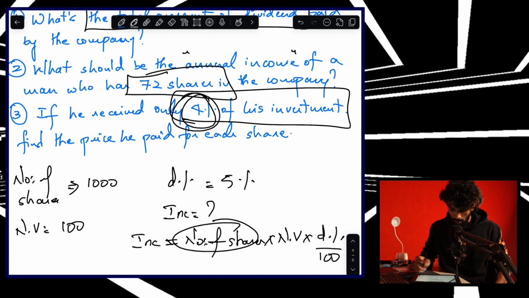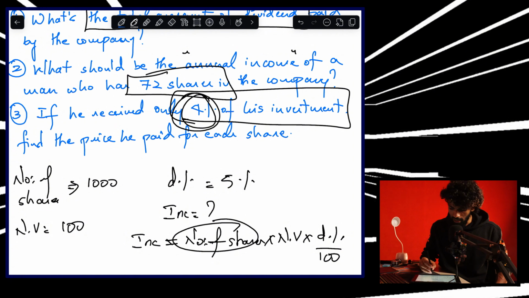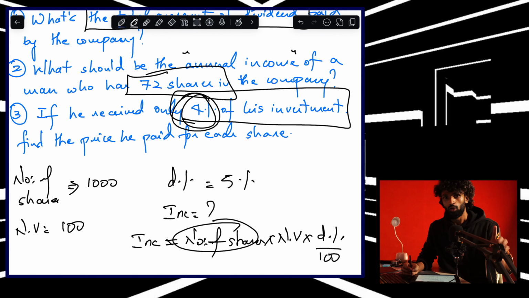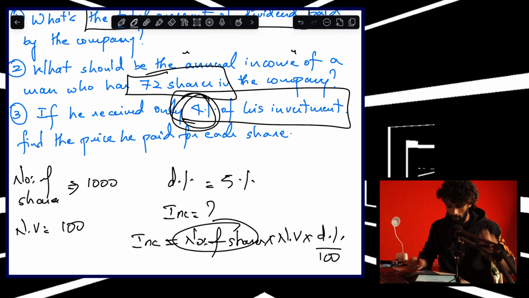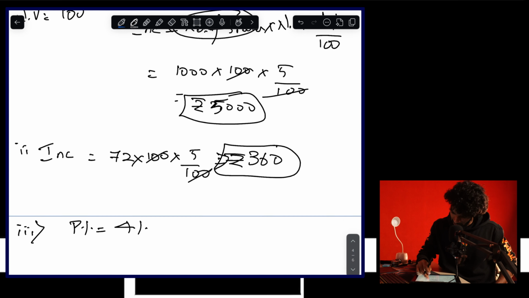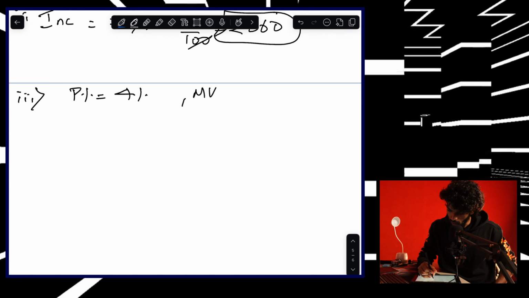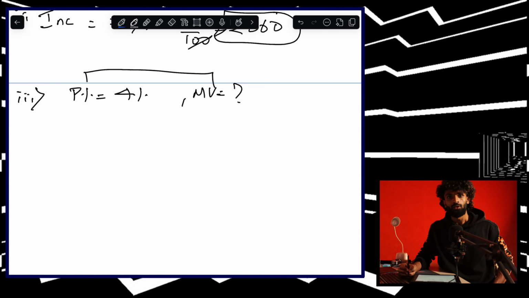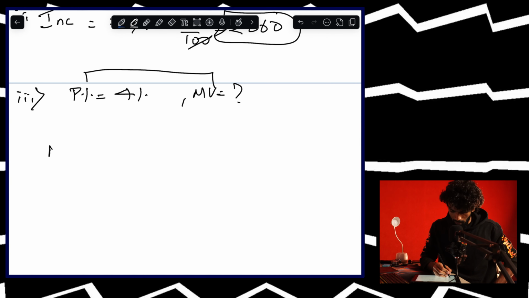Done. Find the price that he paid for each share. Again, how much did you pay for each ticket? It was printed as 100, but how much did you pay? 150 rupees. So find the price he paid. In this question also, MV is a question mark. That's your hint. MV is given, P is given. So MVP. I'll have to use that formula.